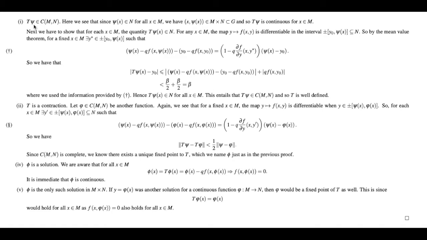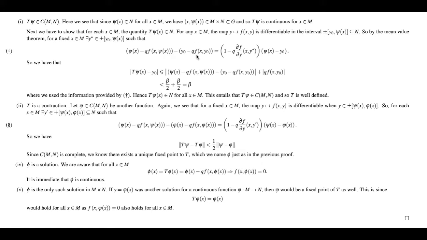We first check that T psi lies in CMN. Since psi of x lies in N for all x in M, because psi is a member of CMN by definition, the pair x, psi of x lies in M cross N, this rectangle, which is properly contained in G. Whenever we have any pair of coordinates x and y contained in G, f evaluated at that pair has to be continuous at that point, because f is continuous in all of G. And so it follows that T psi is a continuous map, because it was defined to be psi of x minus q times f of x, y.